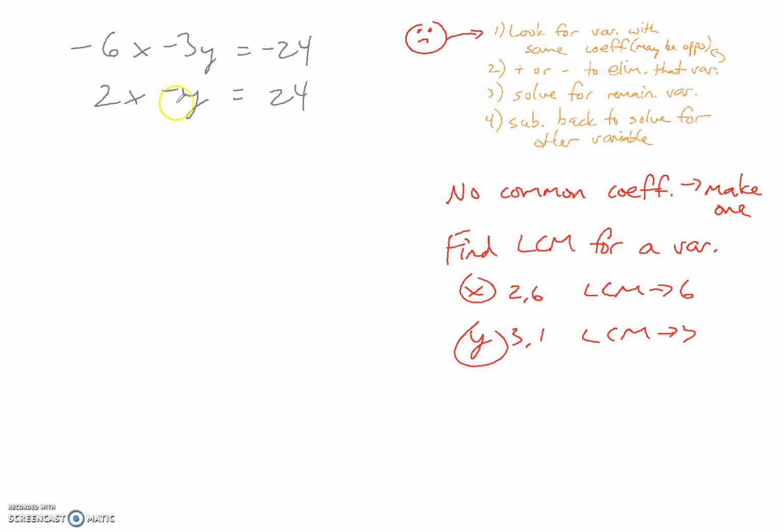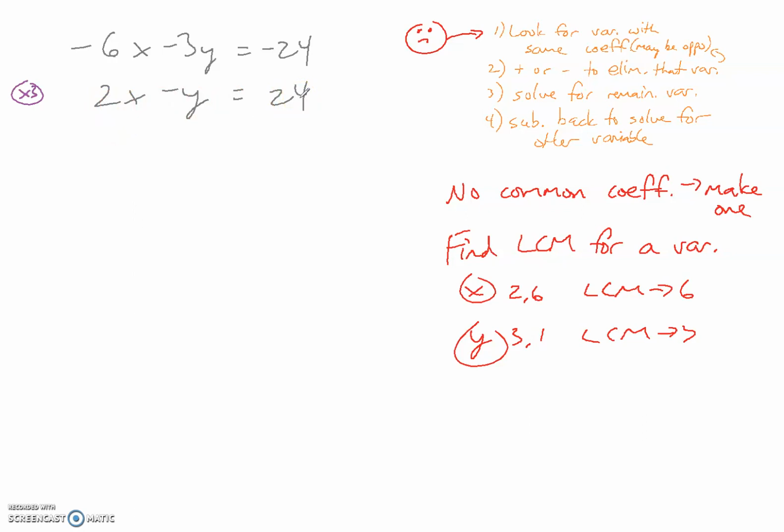We'll use this one right here, and I'm going to use the x's. I've got the 6x here, but I don't have 6x here. So how can I change this into 6x? Well, I can take that entire expression and times it by 3, which may seem insane, but you can do that as long as you do it to everything. I'm going to multiply the entire expression by 3.